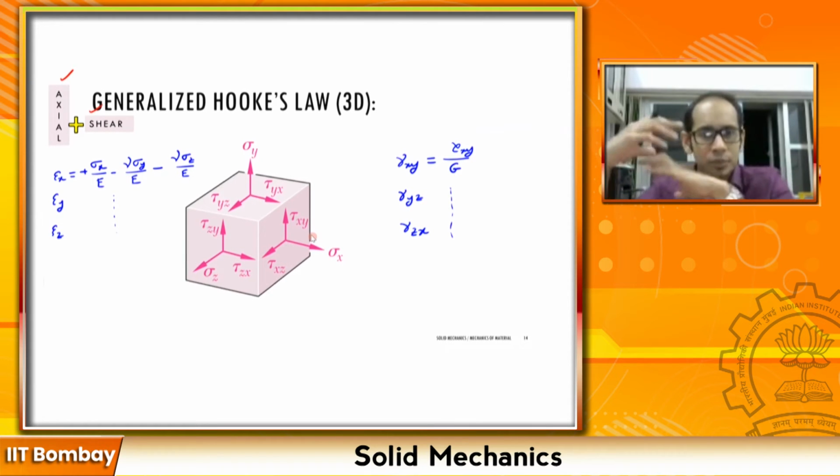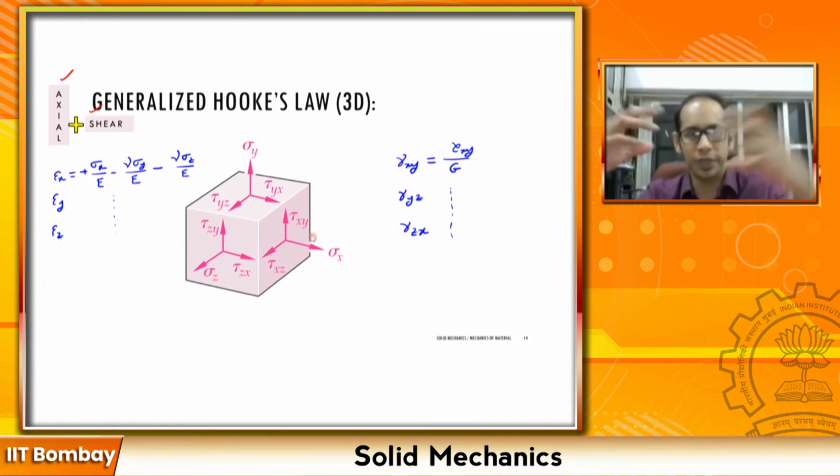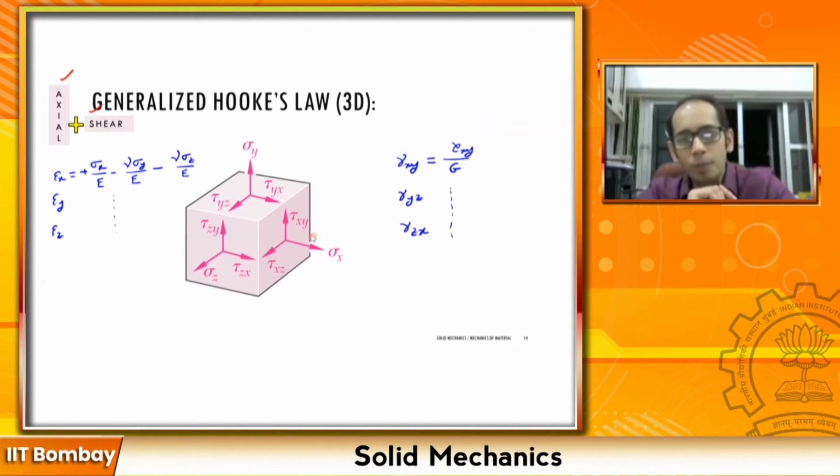Right, once we have all of these strains over here, remember one important thing: your normal strain, that is my epsilon x, does not have a relation with gamma xy. Take a look at these two guys. They're completely independent.